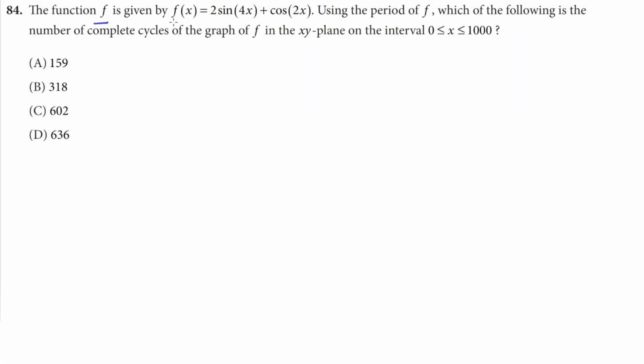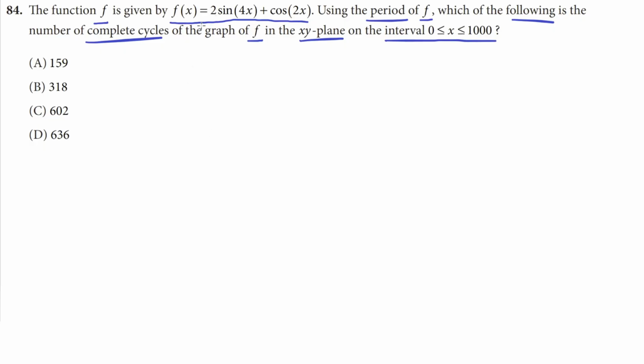The function f is given by f of x equals 2 sine of 4x plus cosine of 2x. Using the period of f, which of the following is the number of complete cycles of the graph of f in the xy plane on the interval x is from 0 to 1000 inclusive.